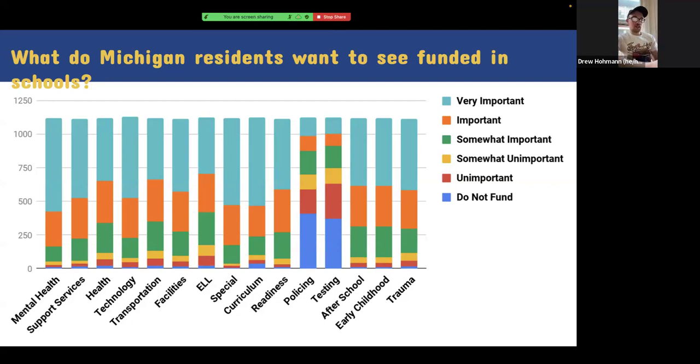And if you see on here, the majority of people are saying we don't want funding for policing in our schools that is making kids feel less safe. We don't want the money for standardized testing because, as a lot of you know, they are not accurate readings of how kids are doing in schools. So most Michigan residents don't want to see money go toward that stuff. So we try to address the things that Michigan residents actually want to see funded. We'll go to the next slide, please, Kath.